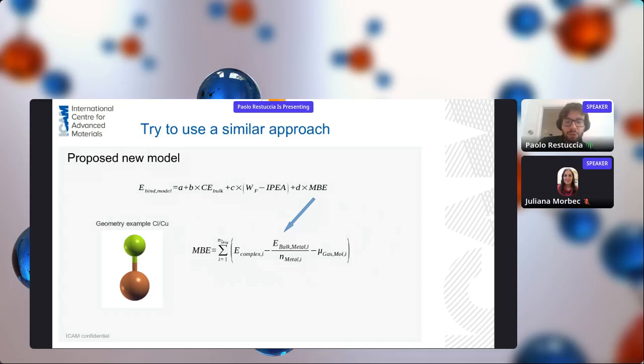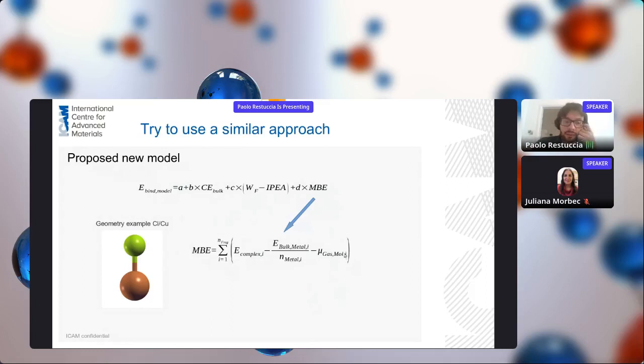In our case, it's a summation of all the possible fragments that you are considering in the adsorption process: the energy of this complex, let's say the molecular energy computed by, for example, a DFT calculation, minus the bulk energy of the metal substrate, minus the chemical potential of the molecule in the gas phase. In this way, we have a very consistent set of reference values. So we can compute all these MBE terms in a very consistent way, one to another.